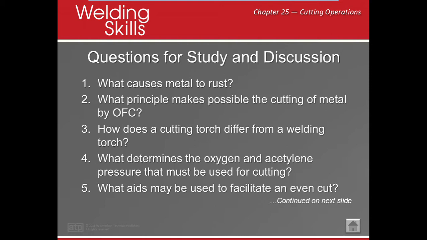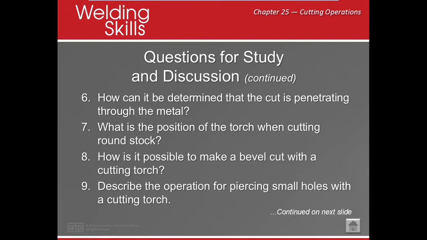What can I use to make an even cut? Any ideas? Okay, we can put an edge on the workpiece and clamp it down, maybe a piece of angle iron or a plate, and then we're going to use it as a guide, and we're going to put our torch tip next to it. All right, how can it be determined that the cut is penetrating through the metal? Well, we're going to have an excess of heat, sparks, and slag or dross that's generated.